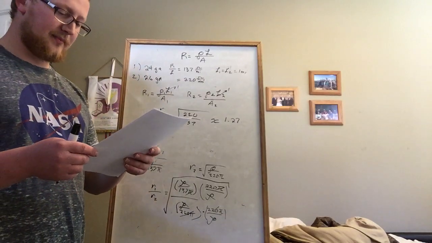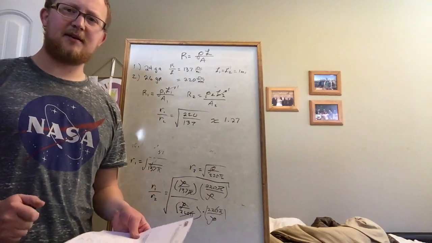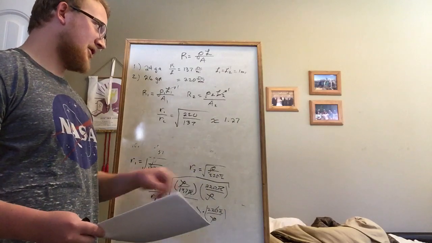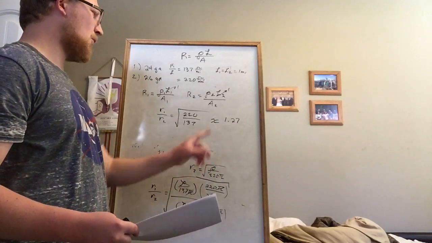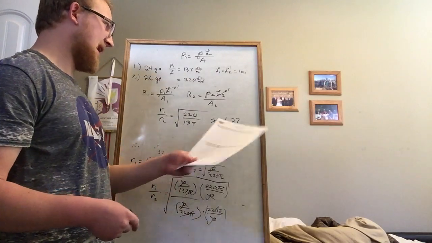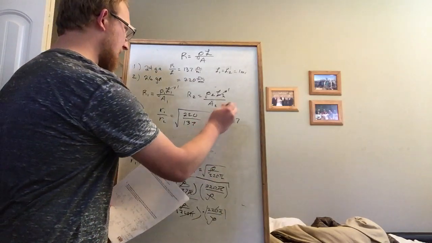I actually looked up the difference in diameter between a true 24 and a 26 gauge, and it was more like 1.02. So I'm not sure if this is accurate. I'm pretty sure it's the right answer.